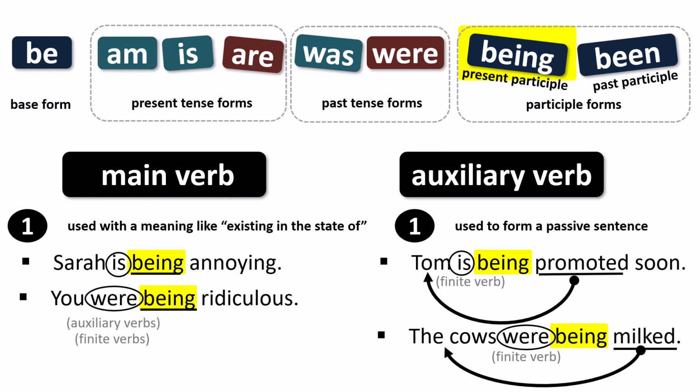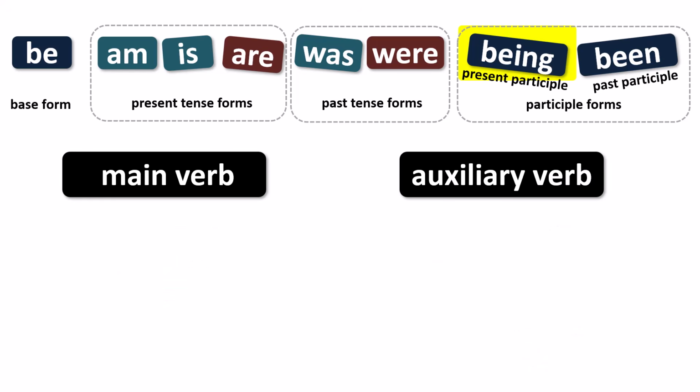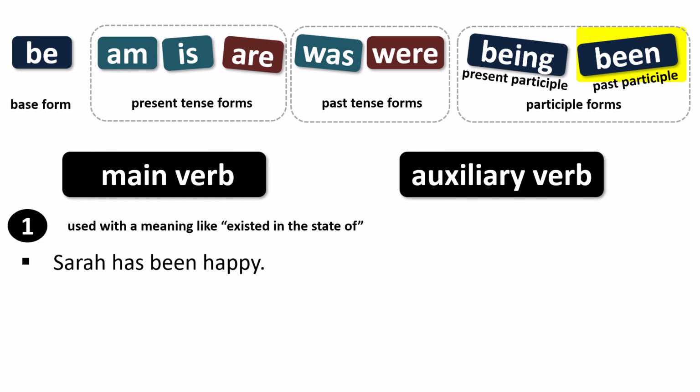Okay, nearly there. Let's keep going. Let's look at the past participle, been. As a main verb, been is used with a meaning like existed in the state of. So quite similar. Sarah has been happy. Been is our main verb, the one that gives us the meaning. You have been helpful. Again, been is the main verb. Has and have are the auxiliary verbs.